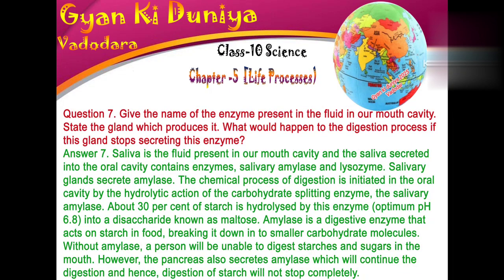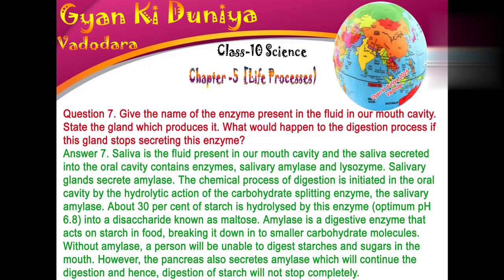Question 7. Give the name of the enzyme present in the fluid in our mouth cavity. State the gland which produces it. What would happen to the digestion process if this gland stops secreting this enzyme? Answer 7. Saliva is the fluid present in our mouth cavity, and the saliva secreted into the oral cavity contains enzymes, salivary amylase and lysozyme.